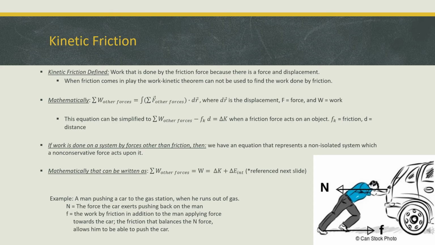When dealing with friction, work that is done is caused by a friction force made up of force and displacement. This can be shown through the sum of work of forces subtracted by friction multiplied by a distance or displacement. In this case, it will be equal to the change in kinetic energy. If work is done on a system by forces other than friction, then a non-isolated system is represented, in which the sum of work of forces is equal to work and equal to the change in kinetic energy plus internal energy. An example of this would be where a man pushes a car to a gas station. Since the car would be applying a force to the man, friction and the man's force would be applied to the car to balance out the force on the car, allowing the man to push the car.